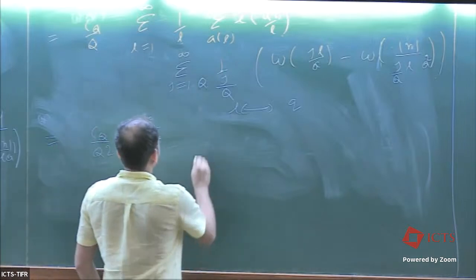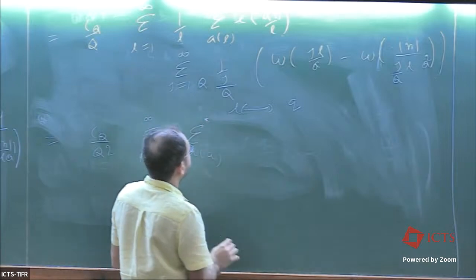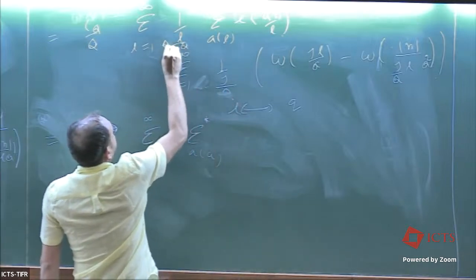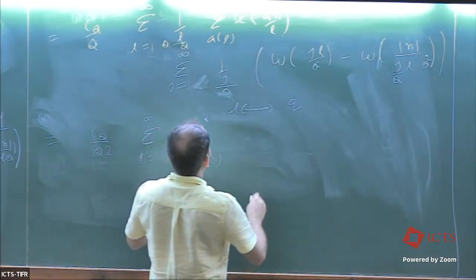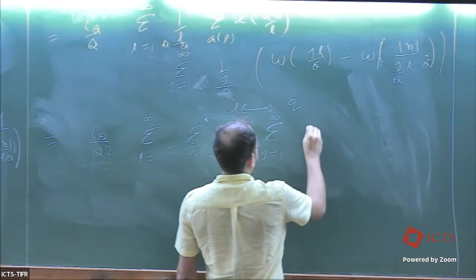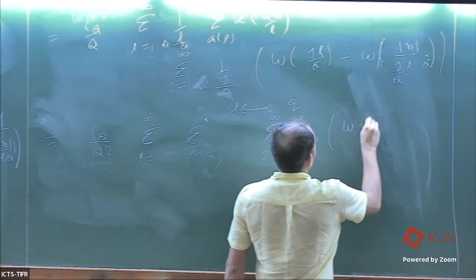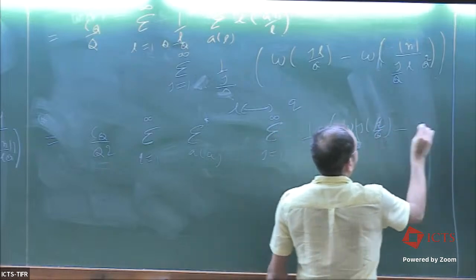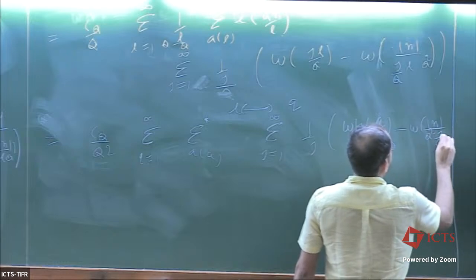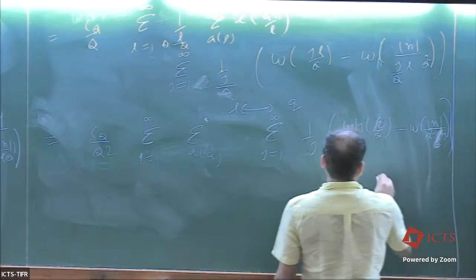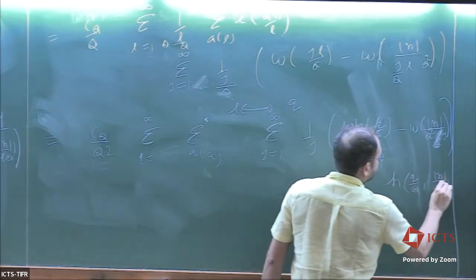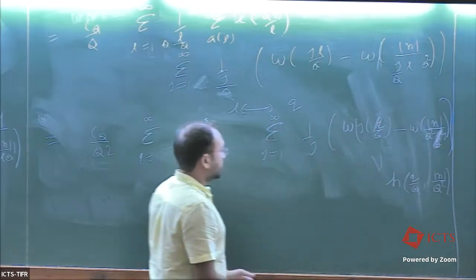Summation of L from 1 to infinity, summation of A modulo Q star. I'll do L by Q; this factor I will do here, L by Q and Q. I will keep J as it is. Summation of A modulo Q star, summation J from 1 to infinity, 1 by J, W of JQ by Q minus W of mod N by Q square, and J, L by Q into Z. So this function I will call H of Q by Q times mod N by Q square, with some factor here.